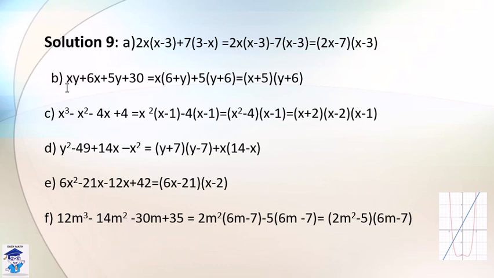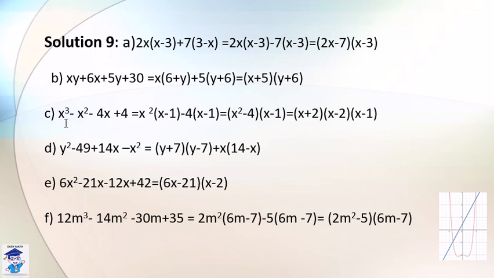Number B, xy plus 6x plus 5y plus 30. So we use grouping, like the first two terms make x times 6 plus y, and the last two terms make 5 times y plus 6. So the final answer is take out the 6 plus y times x plus 5.